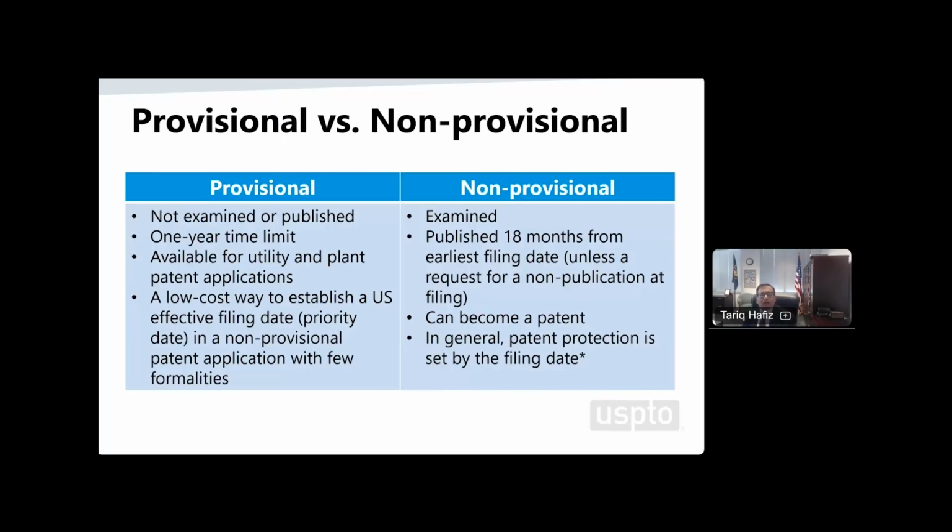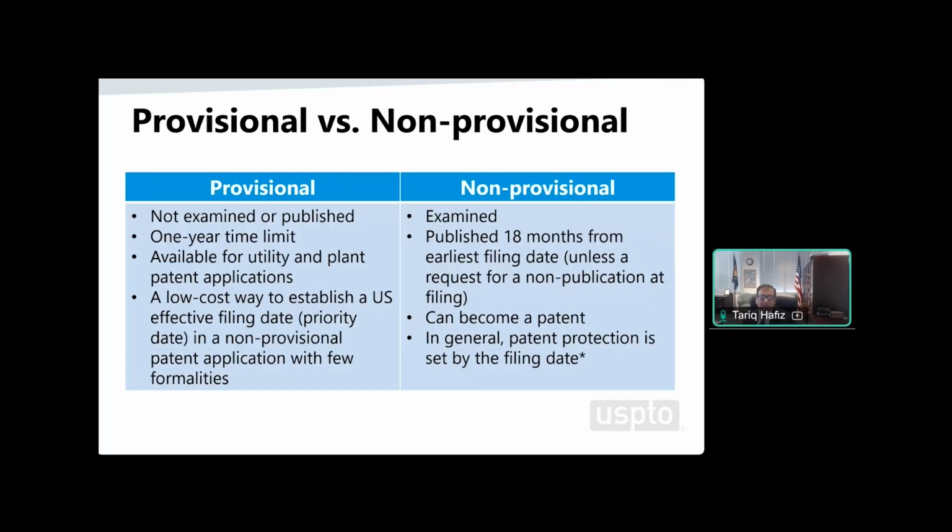Okay, so provisional versus non-provisional. Let's take a quick overview of the difference between the two. Provisional applications, remember, provisional means maybe, or preliminary, right? Provisional applications are allowed for utility and plant applications, but not for designs. There are no claim requirements in provisional applications. They're not published and they're not examined. This all means that a provisional application itself cannot become a patent.